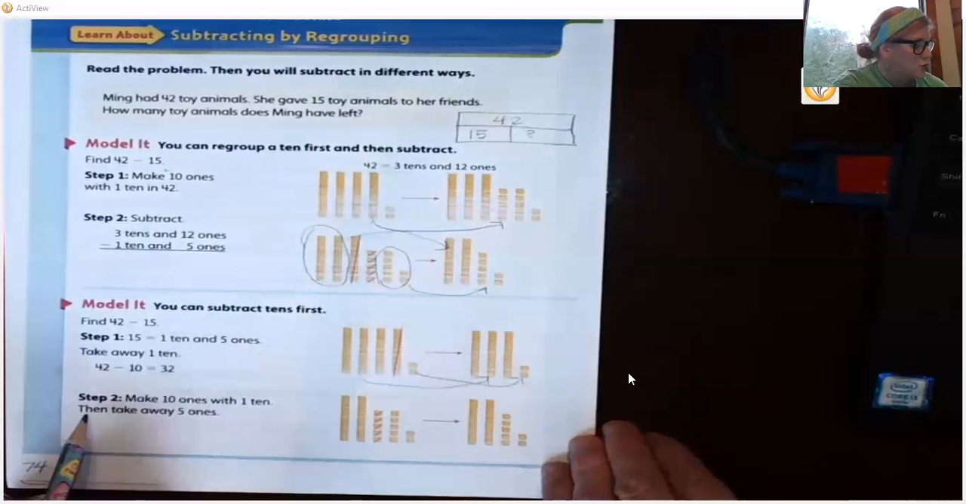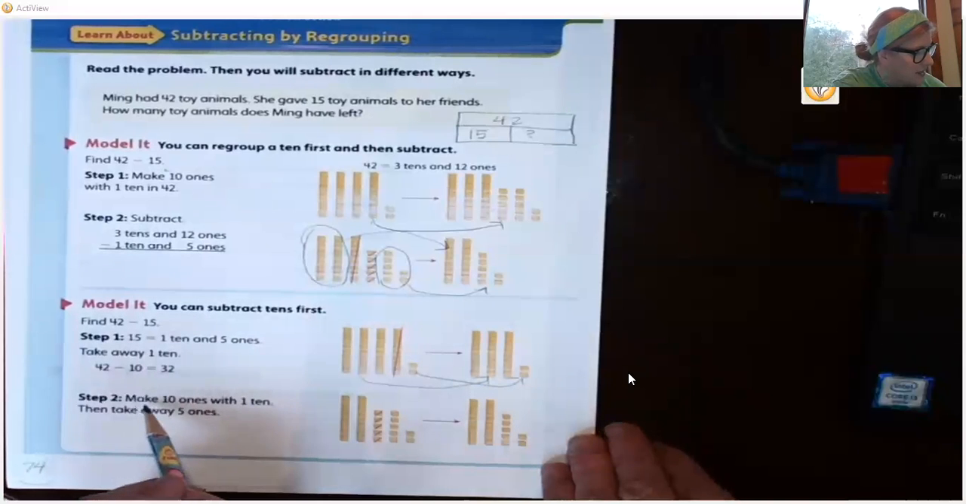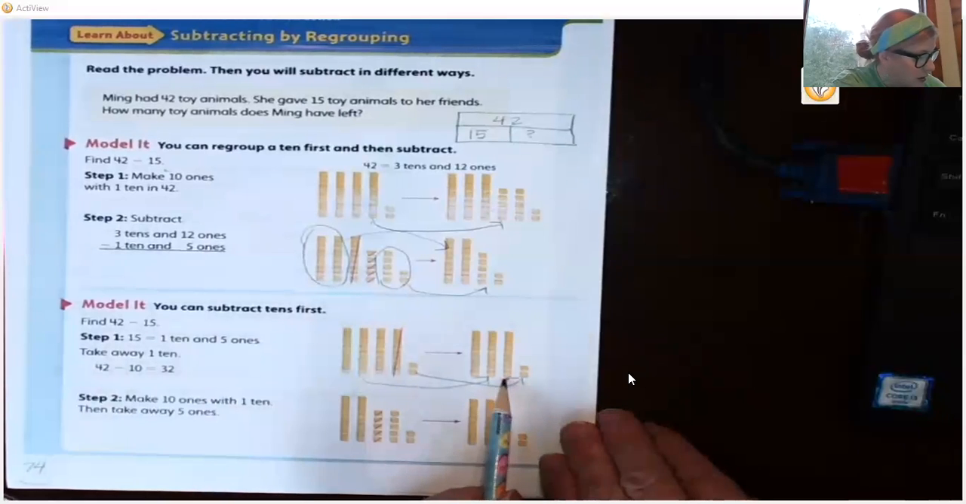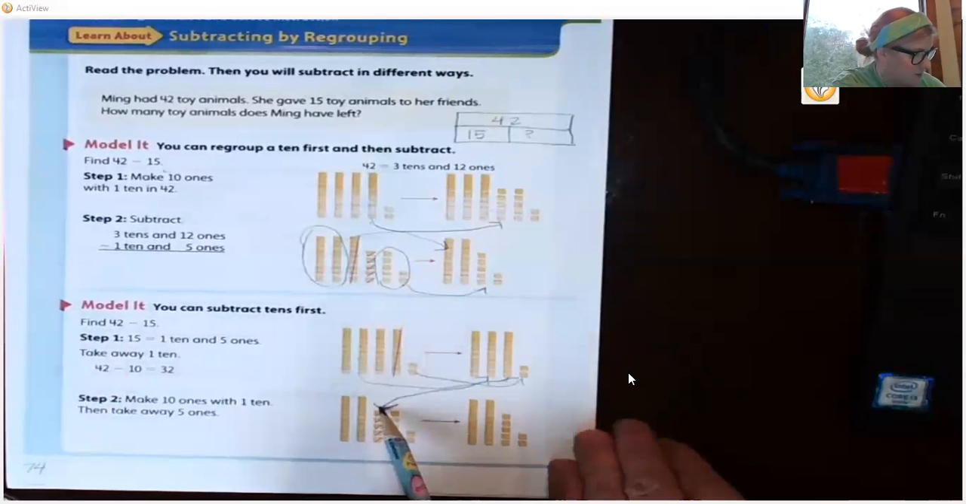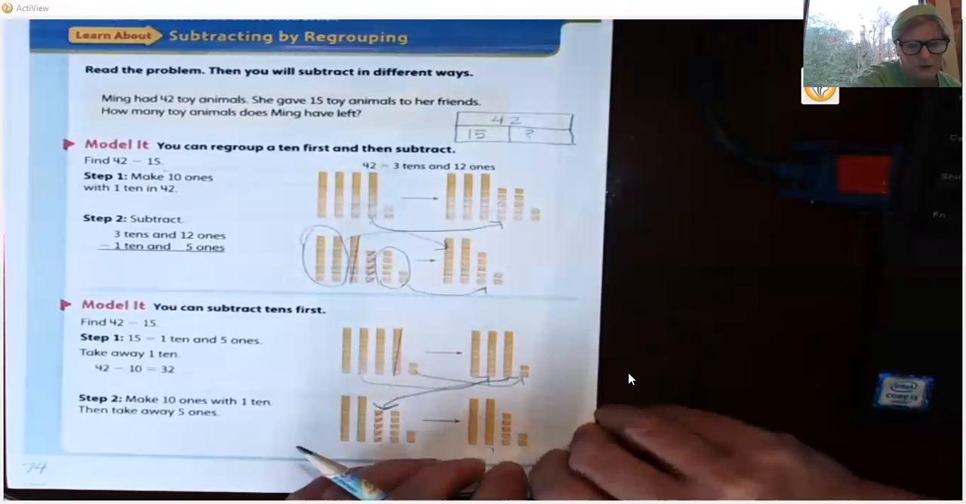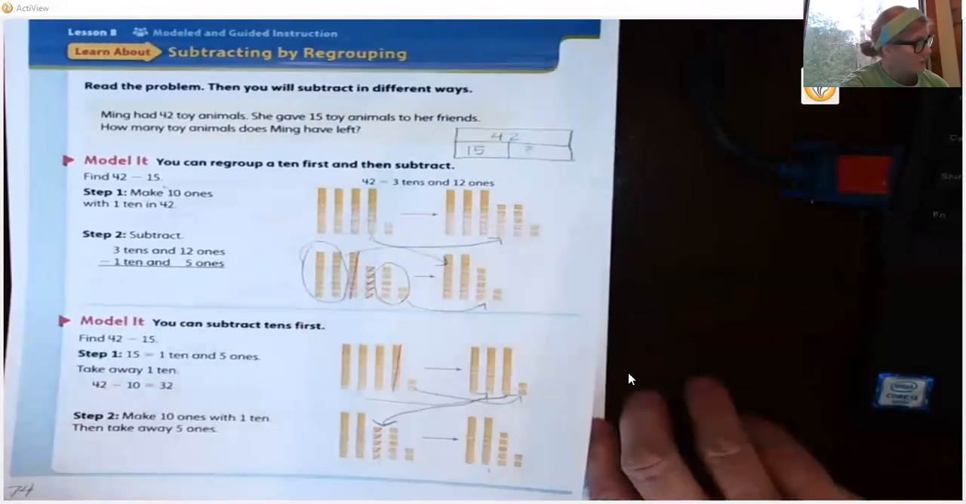So then step 2, you still have to take away the ones, and you still need 1. So over there, you're going to make a 10. You make 10 ones with 1 ten. So you have to take one of these tens and turn it into, lots of arrows here, turn it into 10 ones. And then take away the 5 ones for the 15 to get your answer. So there are more steps going on here, kind of. It's a little out of order, but to me, that's a little more confusing, but you may like it better.